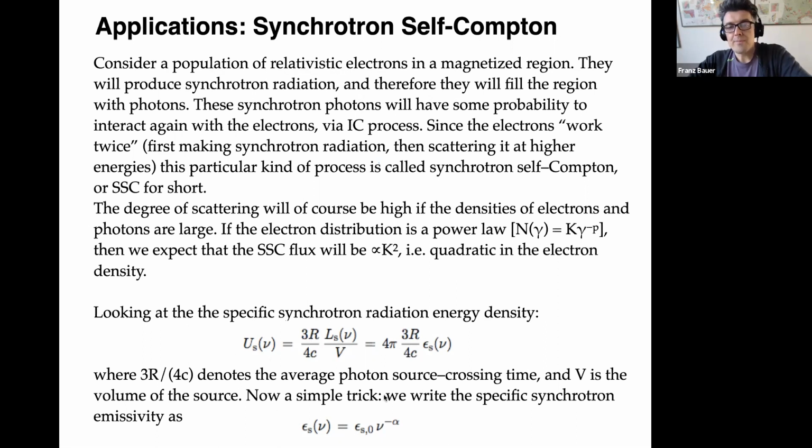And so we can play this trick that the emissivity of synchrotron is just a normalization times the frequency dependence, which you guys did for homeworks or in the exam. So that's fine. This is just the magnetic field and this constant here and so forth.